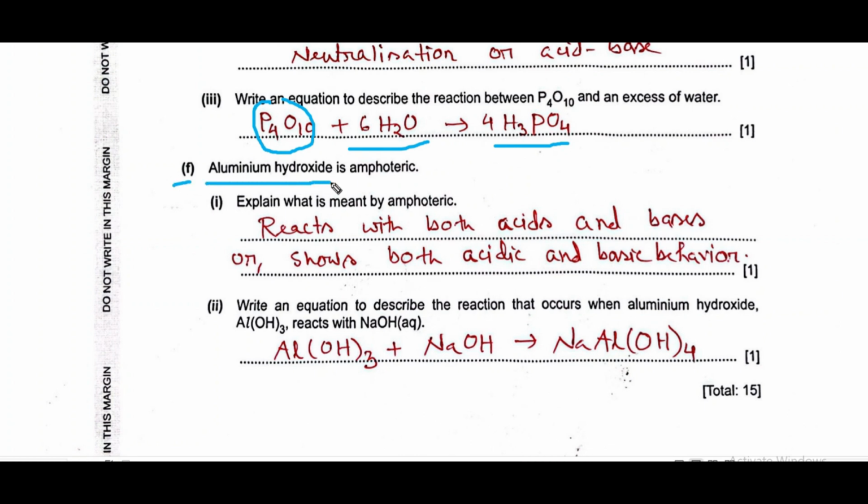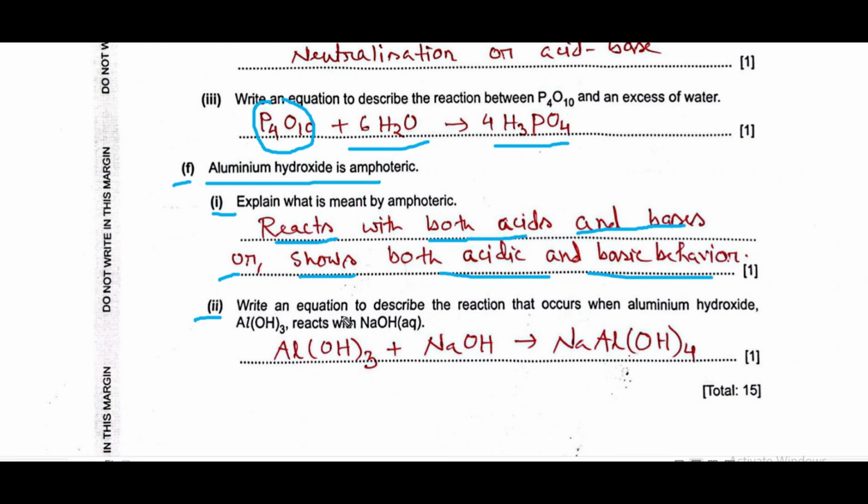Aluminium hydroxide is amphoteric. Explain what is meant by amphoteric. Amphoteric means reacts with both acid and base. Amphoteric hydroxide, amphoteric oxide reacts with both acid and alkali, or you can write shows both acidic and basic properties.